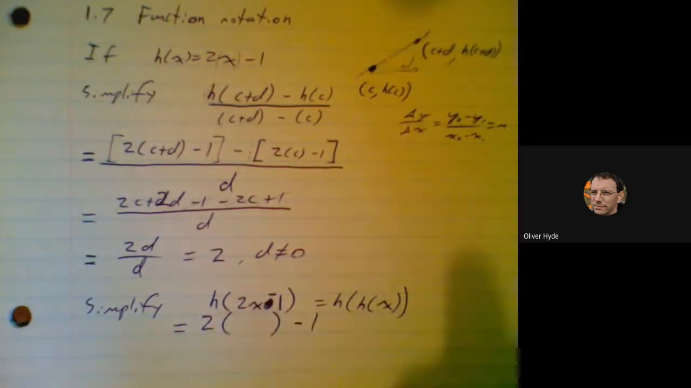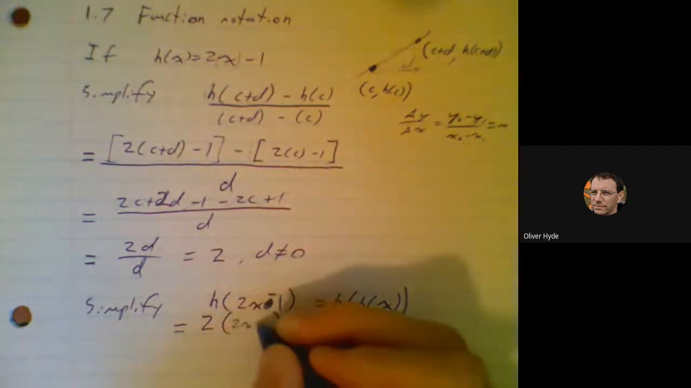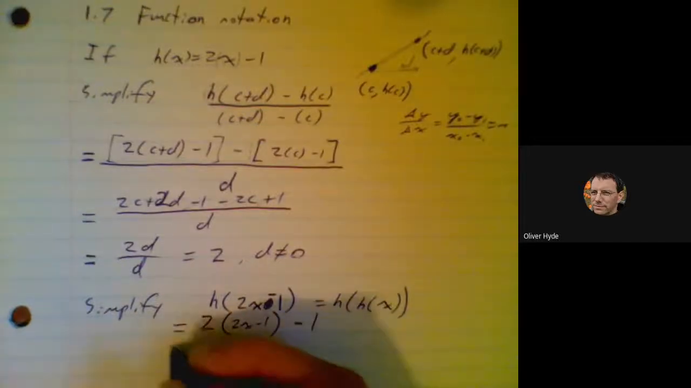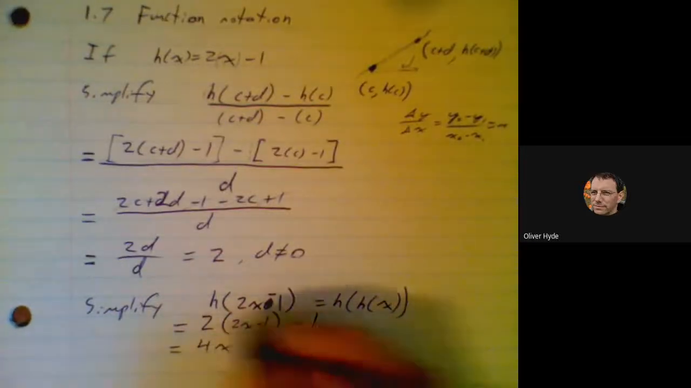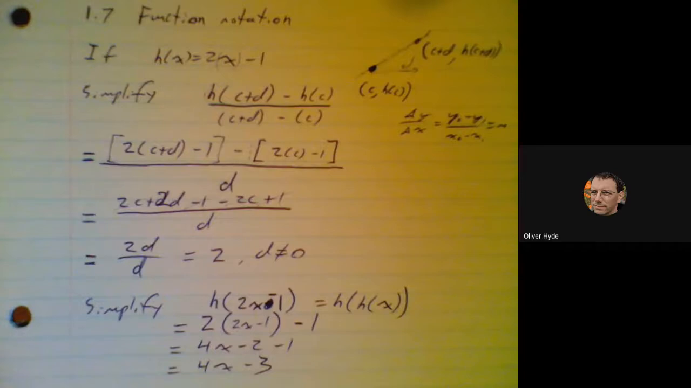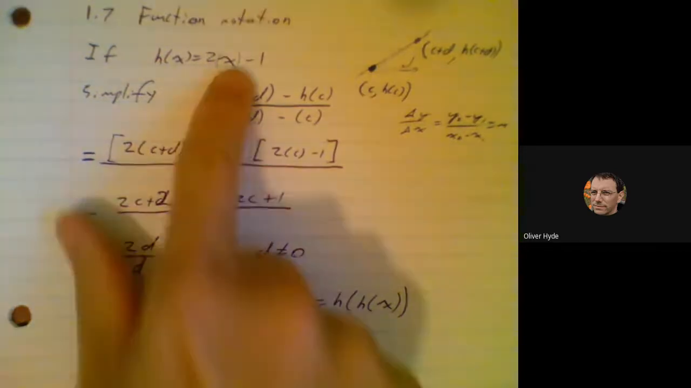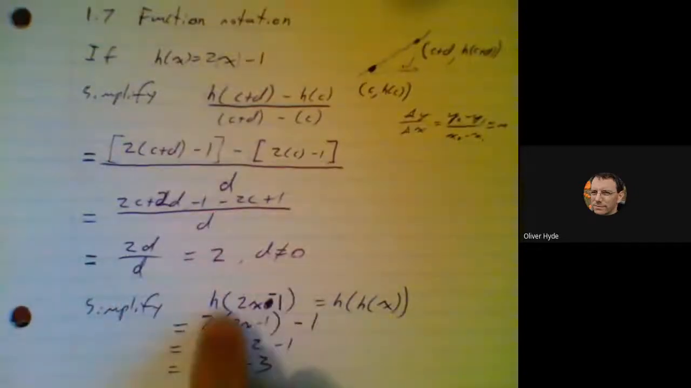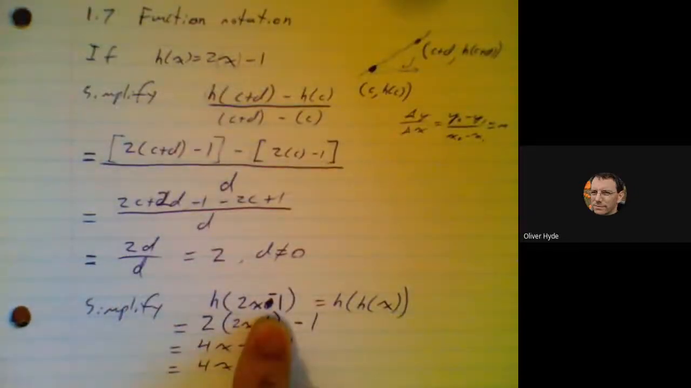Well, what's in the bracket? 2 times x minus 1. And now you just simplify. You'll get 4x minus 2 minus 1, which is 4x minus 3. And that's it. Okay. You just imagine replacing what's inside that bracket with what's inside this bracket. See if you can do that without saying x is 2x minus 1, because that's not true. Give it a shot.